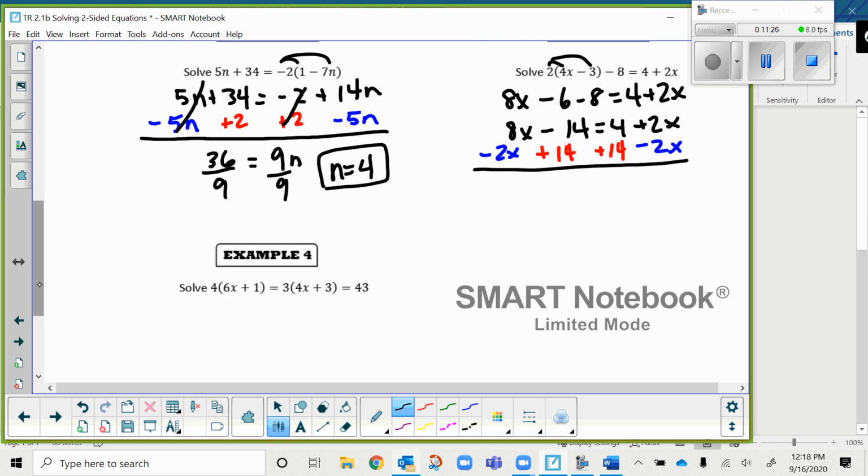That gives me 6x on the left, the 14's cancel. And on the right, I have 18, and the x's cancel. And then I divide by 6, get x equals 3. And if you notice, that's the same thing we did in the warm-up. So just in case you didn't get it in the warm-up, now you saw it again, and hopefully you feel better about it.